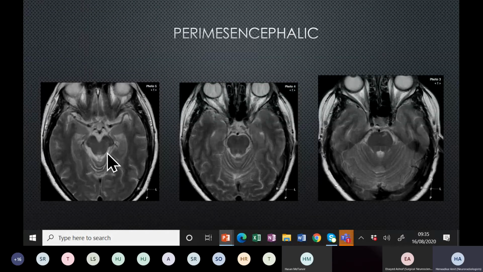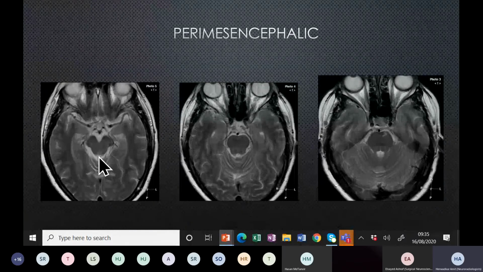And the ambient cistern goes all the way back up to the level of the colliculi. These are the colliculi of the midbrain, these two structures here right at the back.